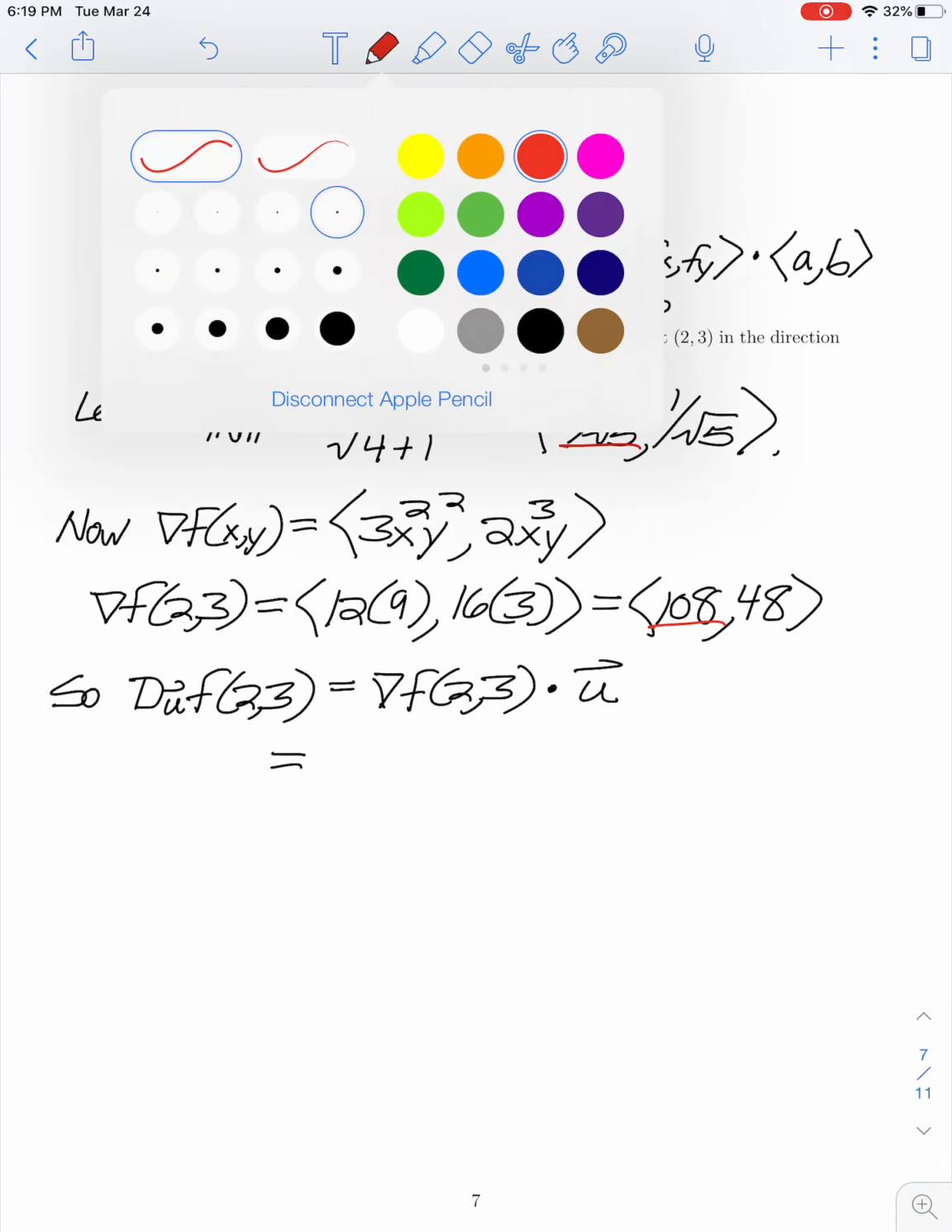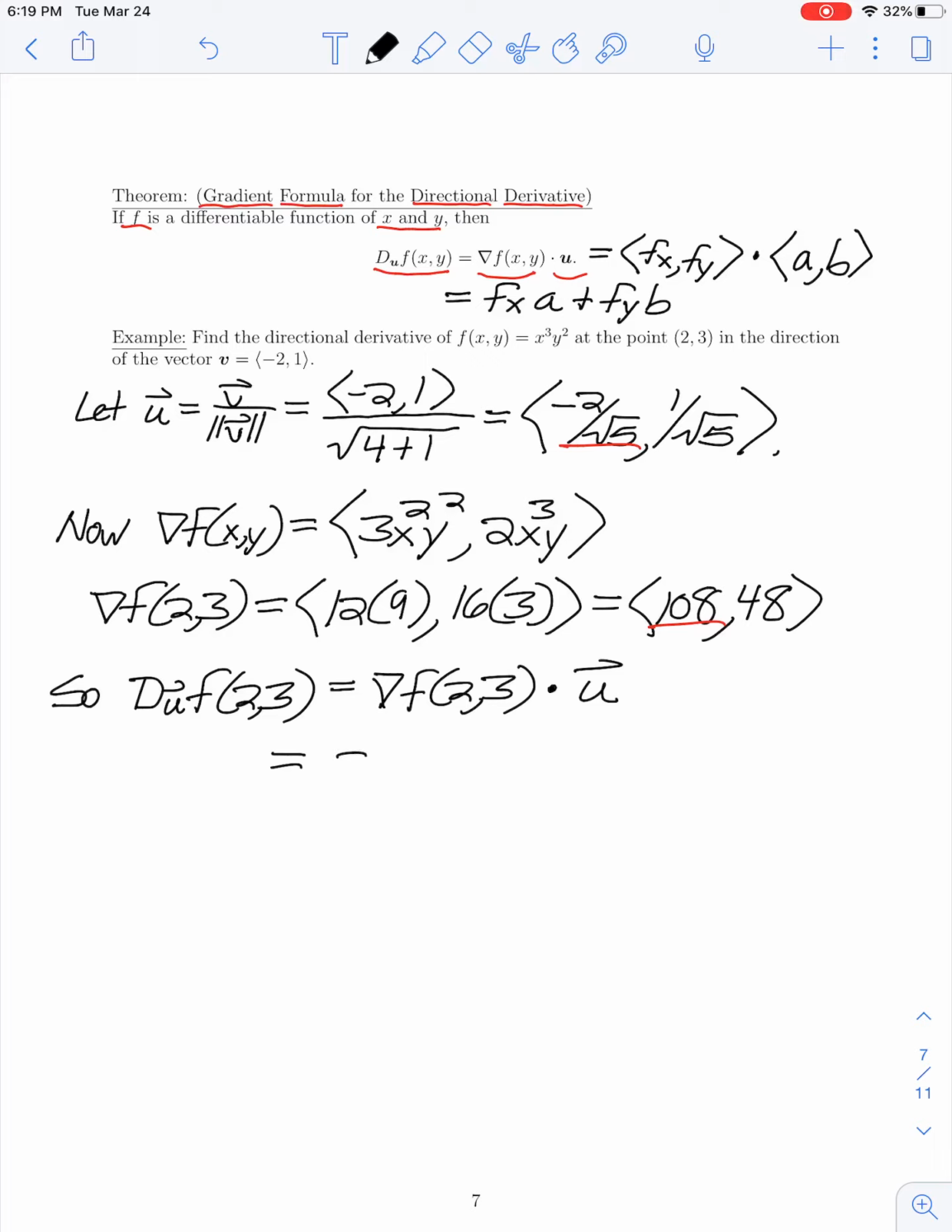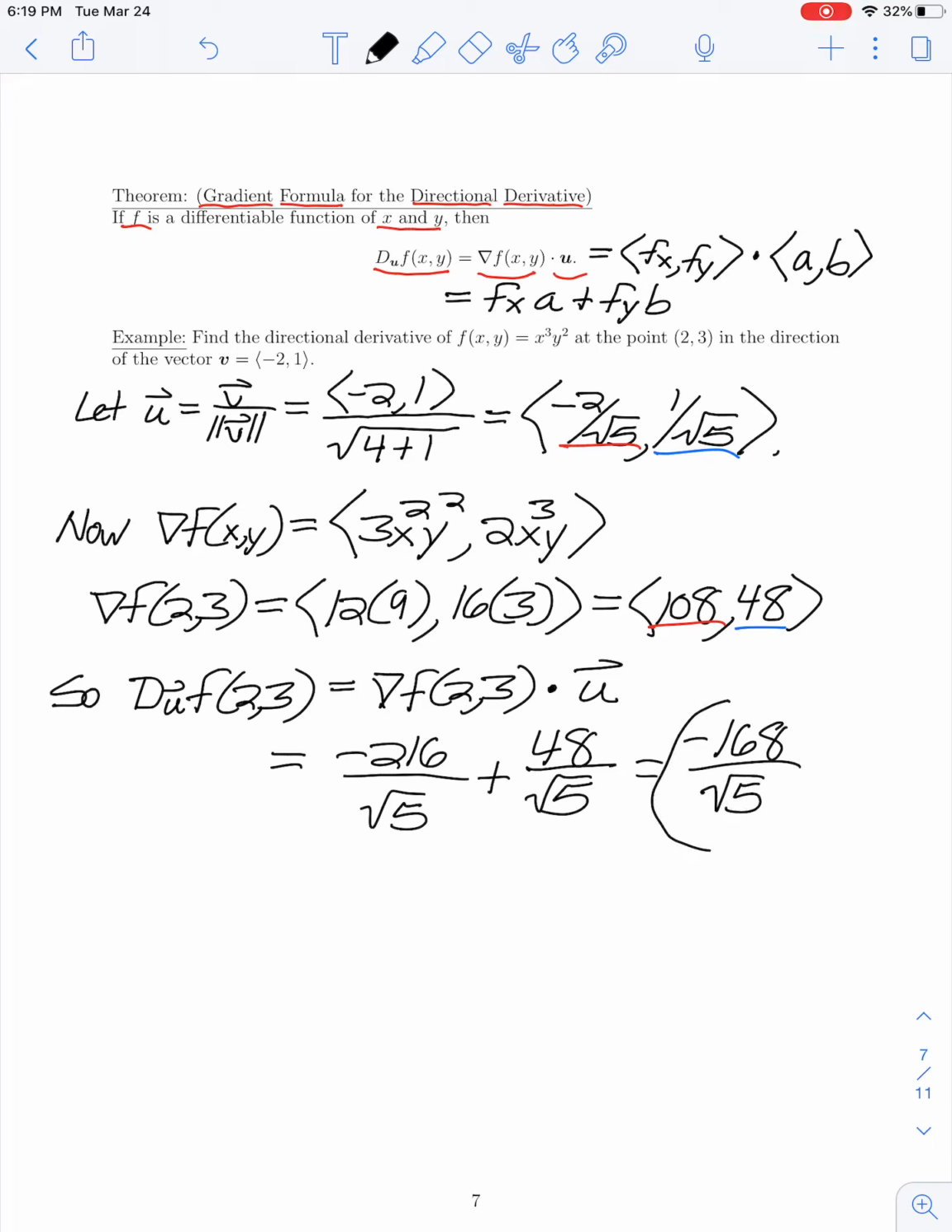So multiplying the first components of these vectors, we're going to have negative 216 over the square root of 5. And then we're adding the product of the second components, 48 and 1 over the square root of 5, which gives us 48 over root 5, which reduces to negative 168 over root 5. Okay.